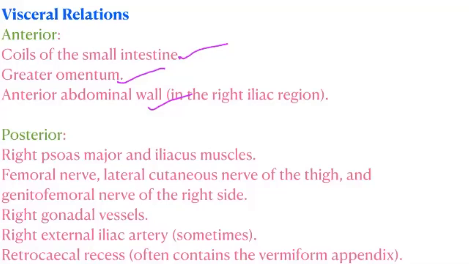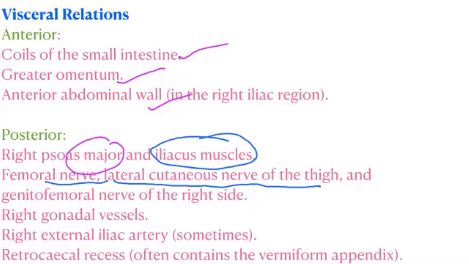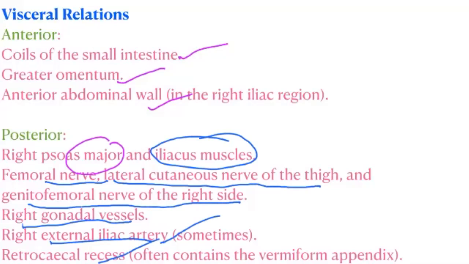Coming to the posterior. Posteriorly, right psoas major and iliacus muscles, femoral nerve, lateral cutaneous nerve of the thigh, and genitofemoral nerve of the right side, right gonadal vessels, right external iliac artery sometimes, and retrocecal recess. So coming to the posterior relationship, see, so this one is psoas major, see, that is psoas major, right?